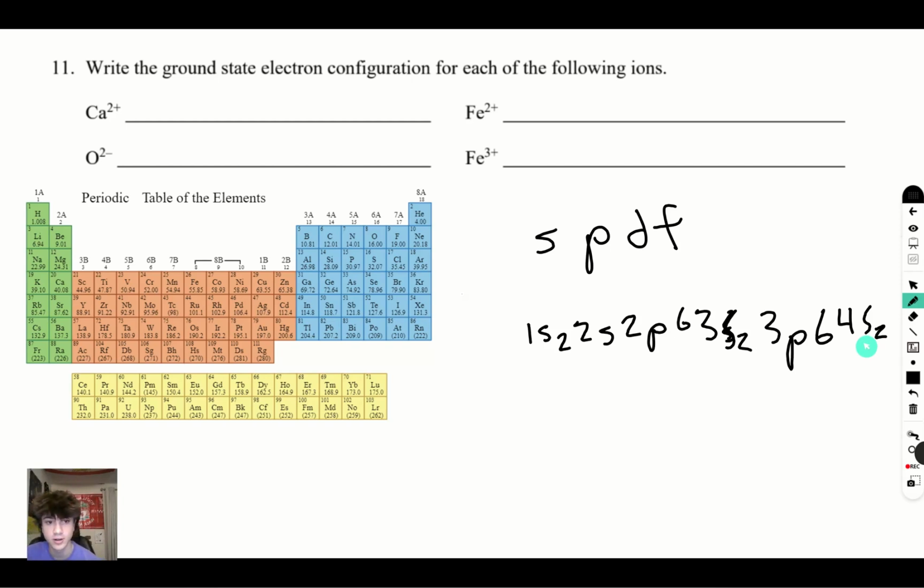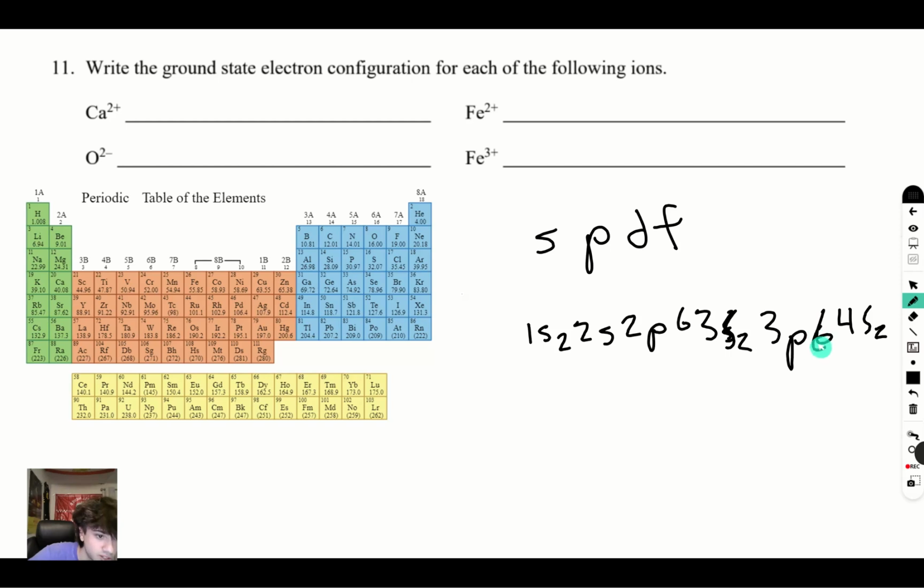And from here, this is the base state for calcium, but it wants us to find the ground state electron configuration for Ca2+. So therefore, we're going to need to remove 2 electrons. And so we're going to remove the valence electrons, and those are going to be the ones on the outermost shell. And that's going to be the 4th shell in this case.